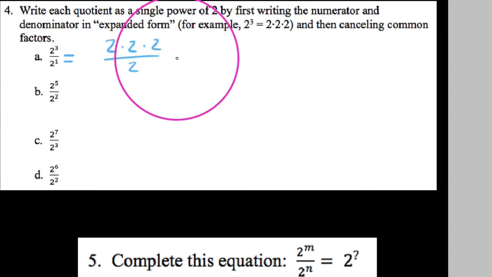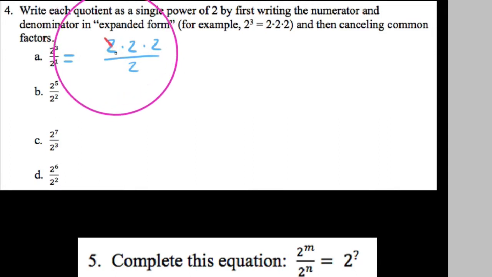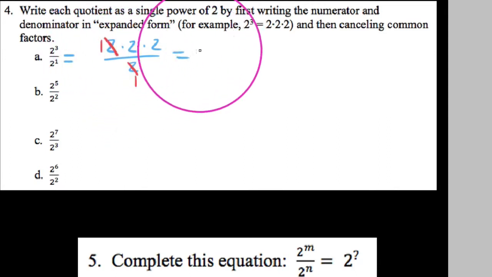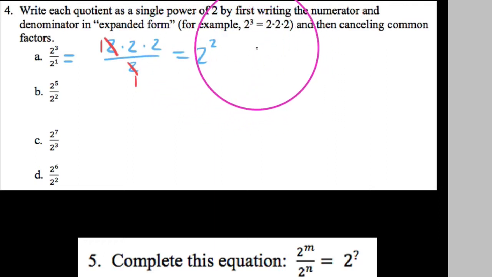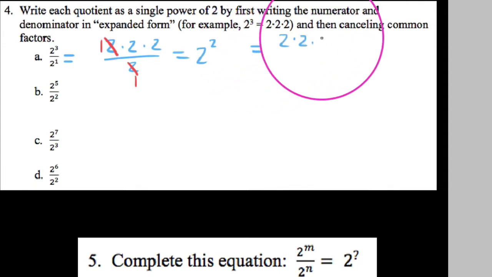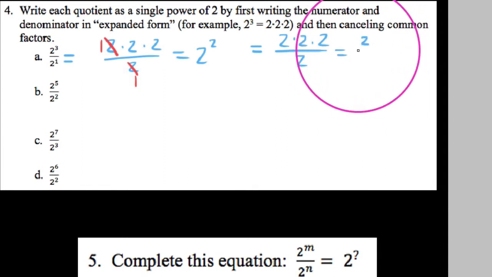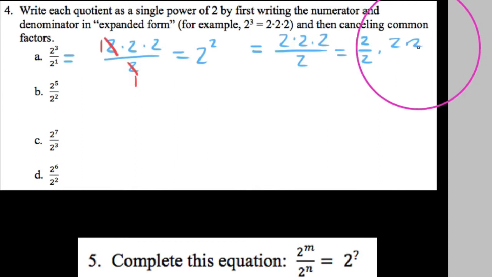over 2. But what I want us to recognize are a few things. First of all, the top and the bottom both share 2's, okay? And so say this 2 here and this 2 here can cancel out and they both become 1's. And what I'm left with is 2 squared. A way to write this out a little bit more extensively would be something like this. We had started with 2 times 2 times 2 on top and then 2 on bottom. This would be the same thing as 2 over 2 times 2 times 2 times 2 over 1.